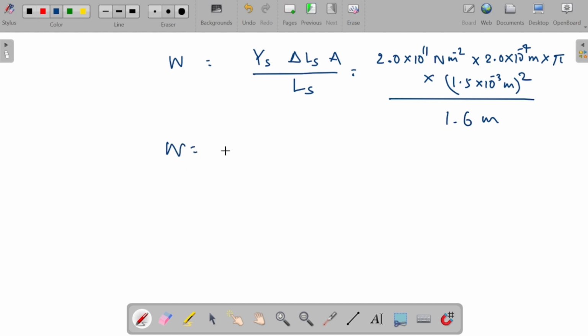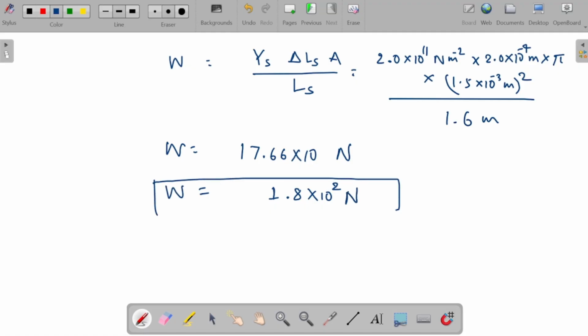So try it by yourself, and ultimately you will get here 17.66 into 10 Newton. Let me keep it up to only two significant figures. So it will be nearly 1.8 into 10 to the power 2 Newton. So this is the weight. So this is all for this video.